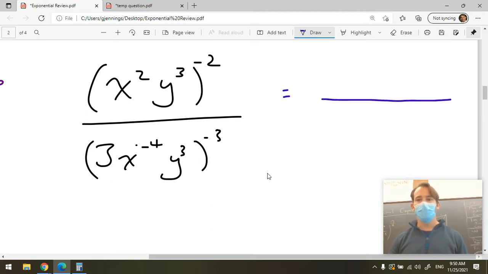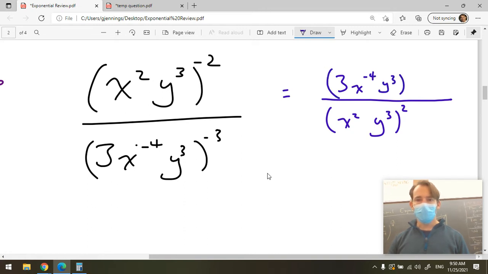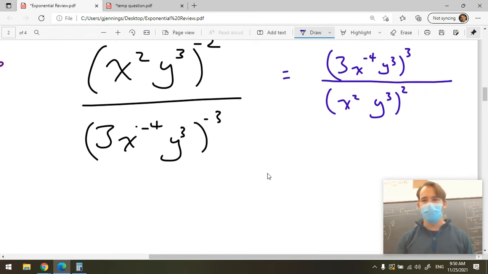Let's just draw our fraction line first. This is to a negative 2, so let's put it to the bottom. X squared times y to the 3, to the 2. It's no longer to the negative 2 because I changed its position in the fraction. This one, same story. Cool. That works. Now let's keep going.